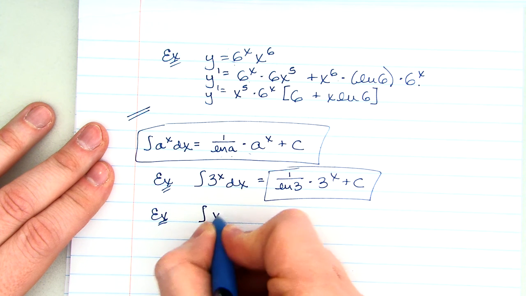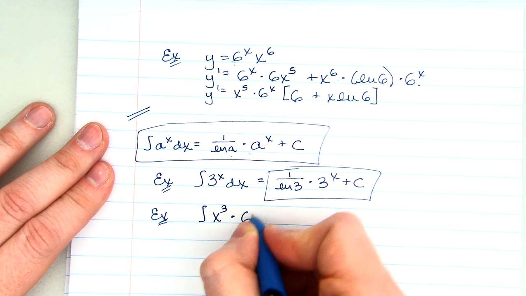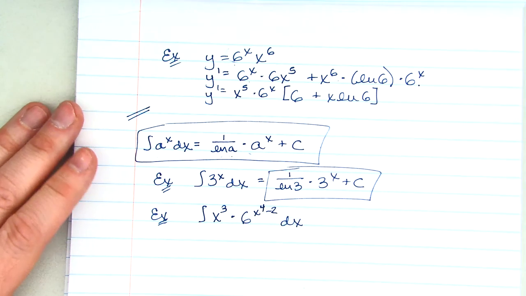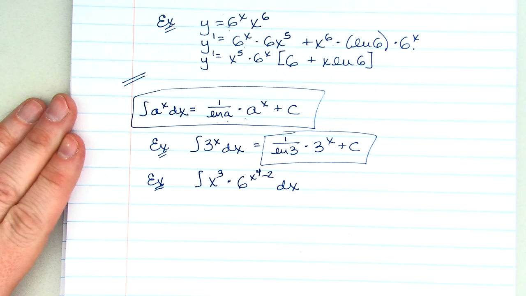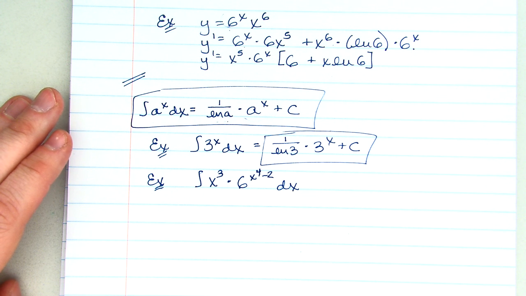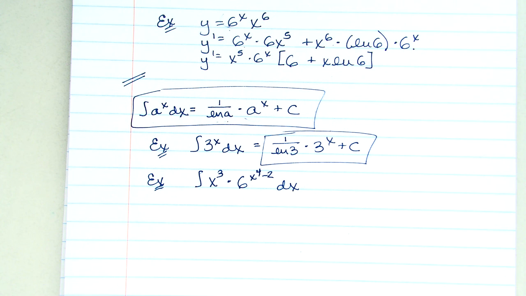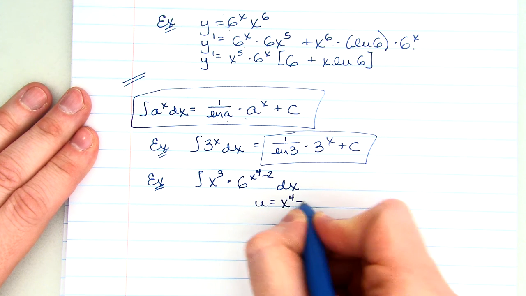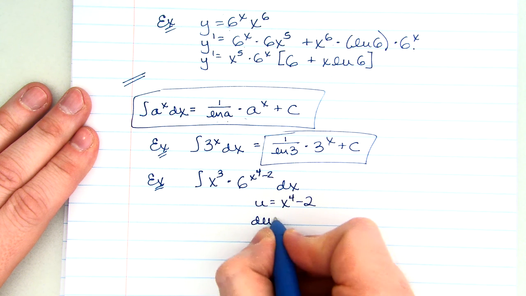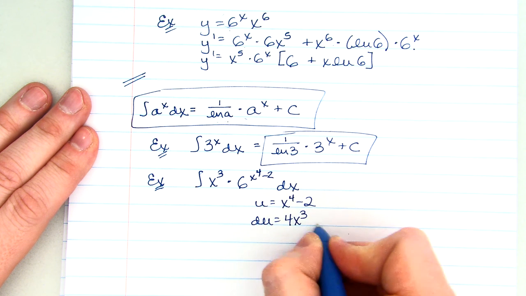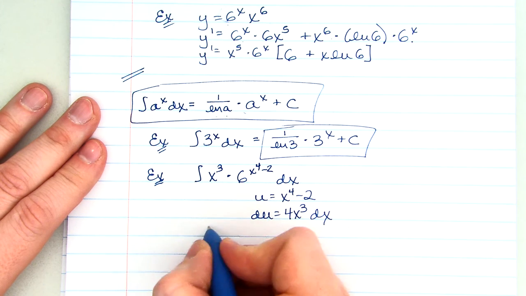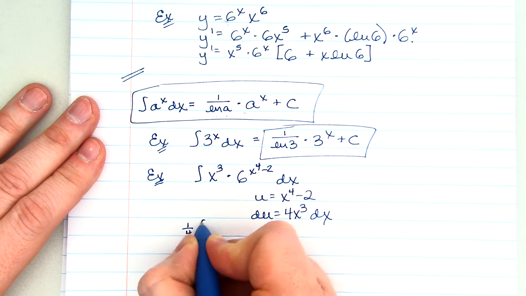Something like this. X cubed times 6 to the x to the 4th minus 2. We need to do a u substitution here. Tell me what u is, and then tell me what du is. U is going to equal x to the 4th minus 2. Its derivative is 4x cubed dx. We can make this work. Stick a 4 inside and a 1/4 outside.